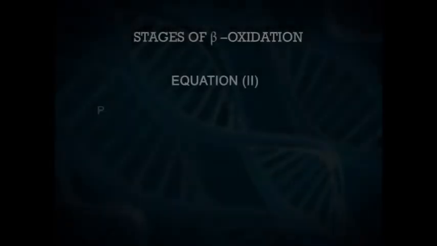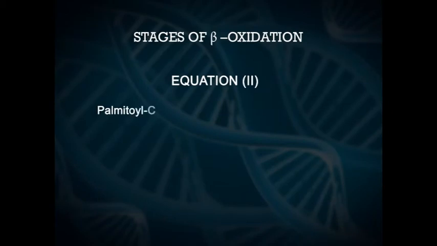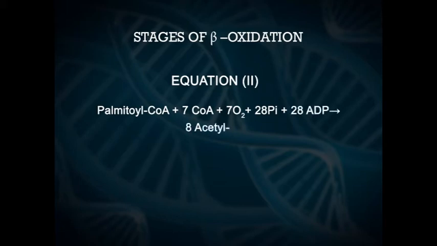Again, the overall equation for oxidation of a palmitoyl-CoA to 8 molecules of acetyl-CoA, here including electron transfers and oxidative phosphorylations, is represented as 1 palmitoyl-CoA, 7 coenzyme A, 7 molecules of oxygen, 28 inorganic phosphate or Pi, plus 28 ADP molecules to finally yield 8 acetyl-CoA, 28 ATP along with 7 water molecules.